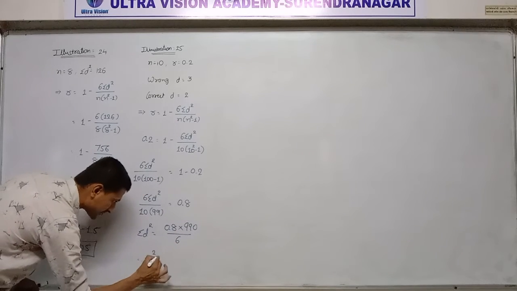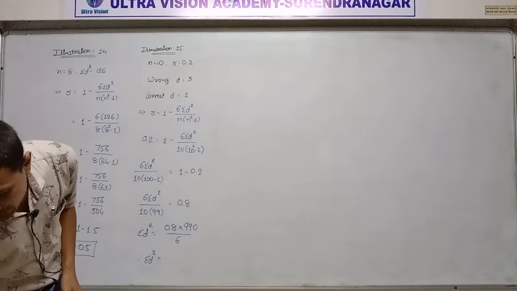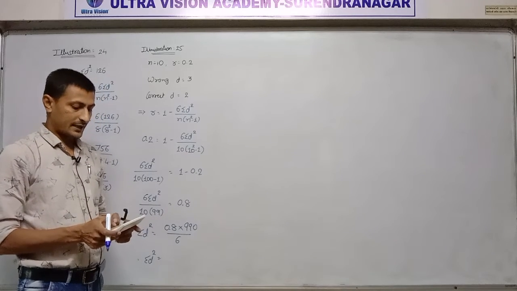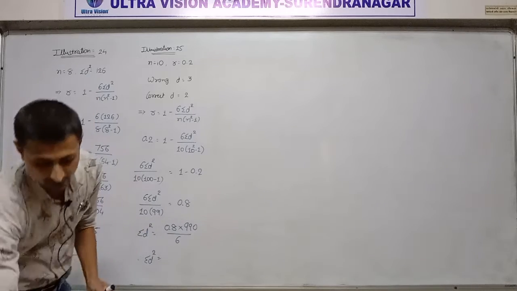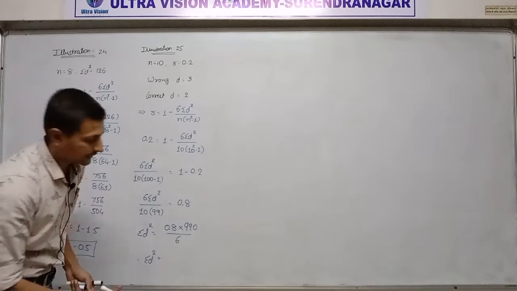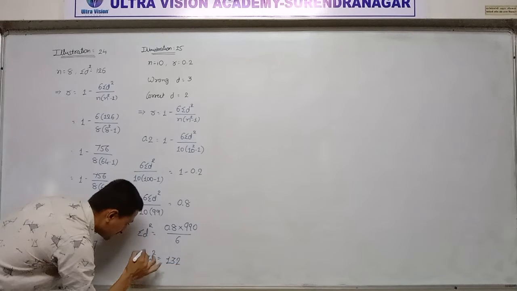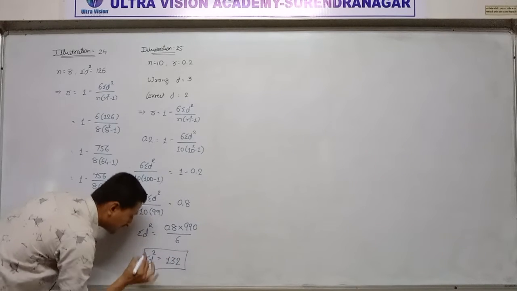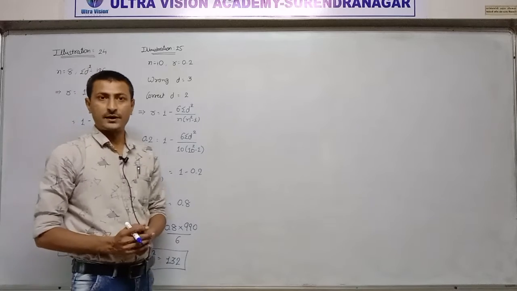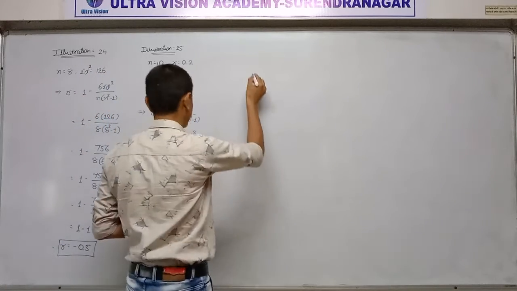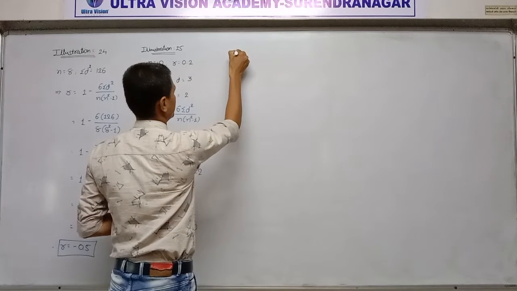Therefore sigma d square is equal to, using calculation, 0.8 into 990 divided by 6. Answer is 132. First of all, find out sigma d square. Next, find the correct sigma d square. Now, next step.